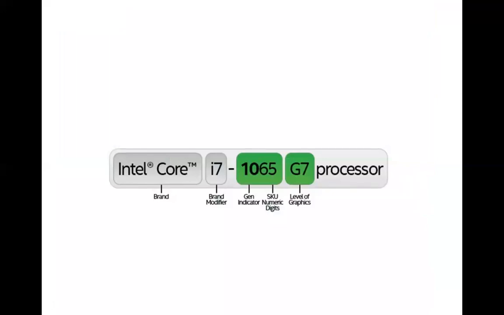This is just for your knowledge. Intel Core, what is the number, how it will be. This is Intel Core i7. Okay, Intel Core is a brand, and i7 is the processor's name. And 10th means it is the 10th generation indicator. This 65 means the stock keeping unit, its numeric stock keeping. G7 means the level of graphics it is using. That is the full meaning of Intel Core i7 1065 G7: Intel means the brand, then what the processor is, what the number is.